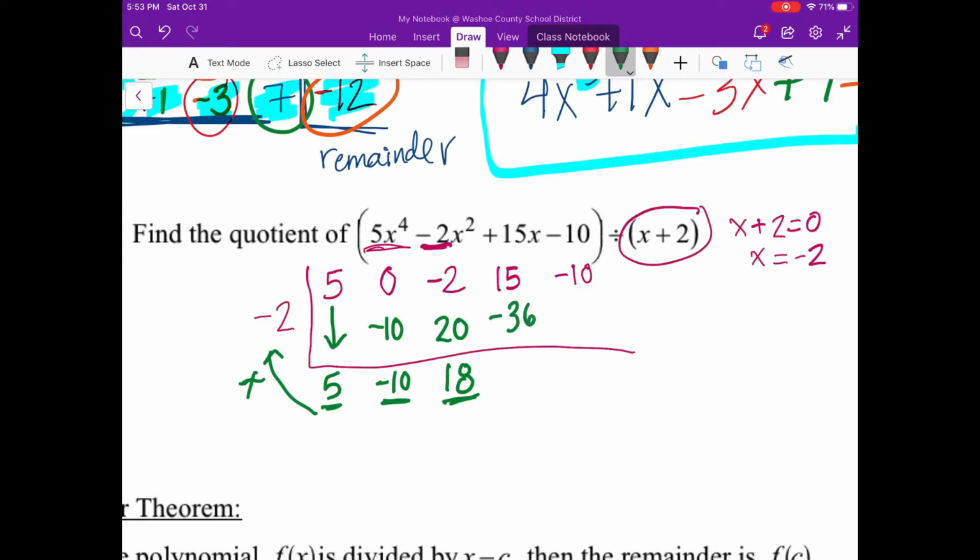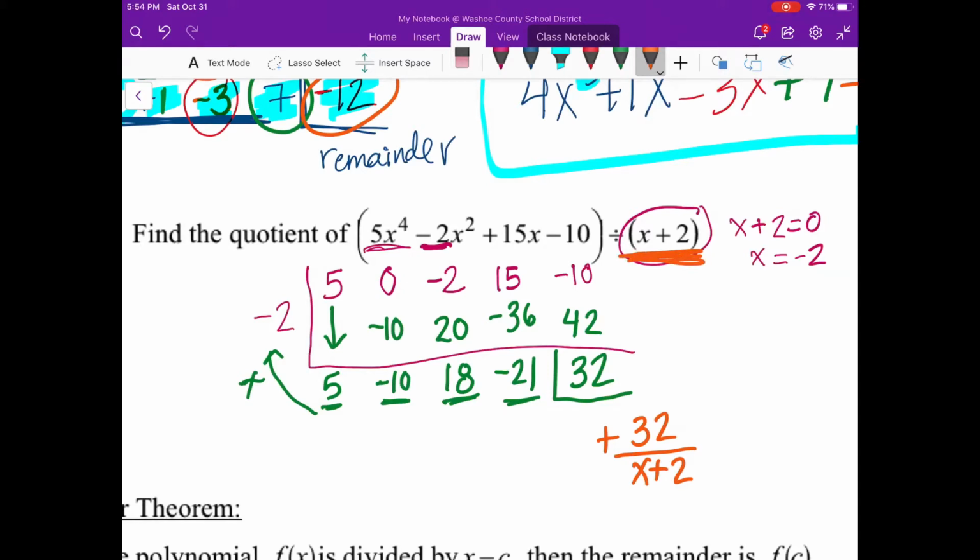I add positive 15 minus 36. That's going to be a negative 21. And then multiply negative 21 times negative 2 gives me a positive 42, which when I add negative 10 plus 42 is positive 32. That last number is always going to be your remainder, so that's a positive 32. And remember, I'm going to put it over the factor, x plus 2. This factor comes from what I divided by, but it's the actual factor, not the number that I divided by. And then these are your new coefficients.